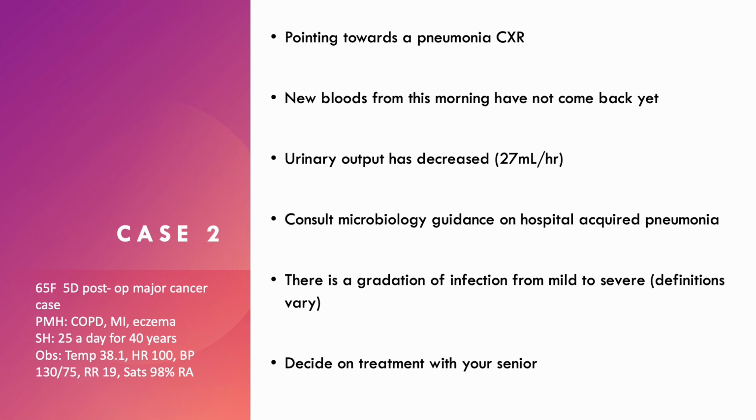So you get a chest x-ray from the patient and it looks like the patient has a pneumonia. You review the imaging with your registrar. The bloods you've taken this morning haven't come back yet. The urine output has decreased, like I said, and you want to speak to microbiology on a hospital-acquired pneumonia. That's what this patient likely has. And there's a gradation of infection which varies from mild to severe, and it will be important to decide on the treatment for this patient with your senior.